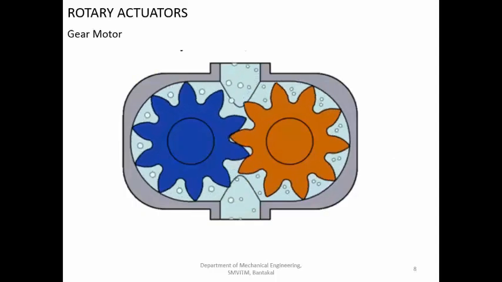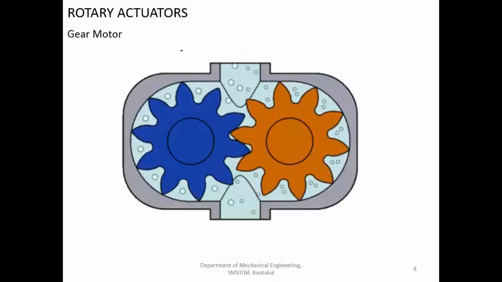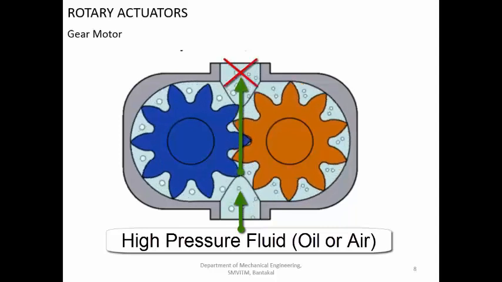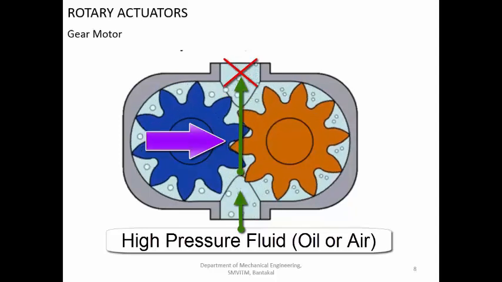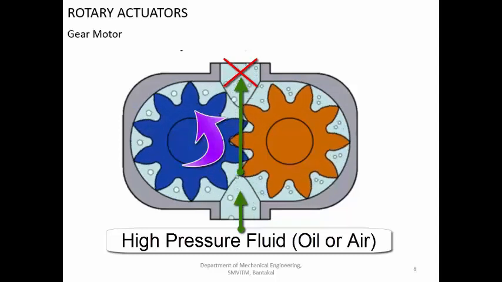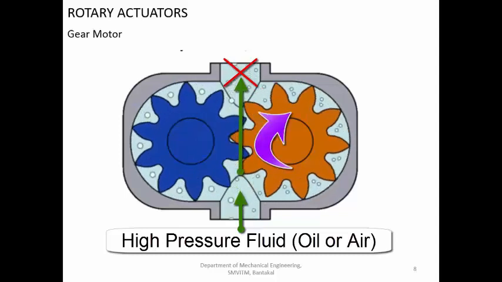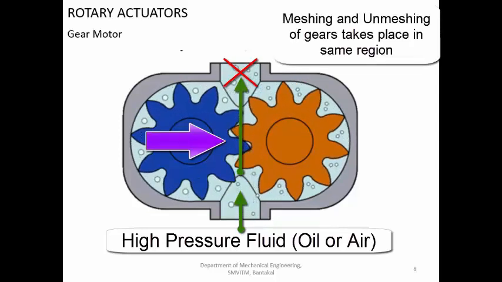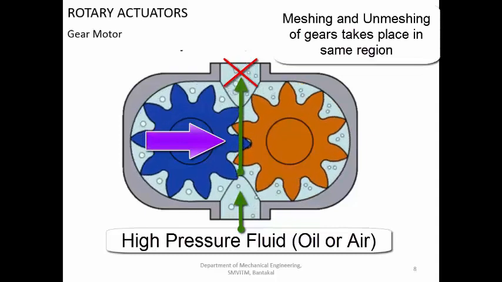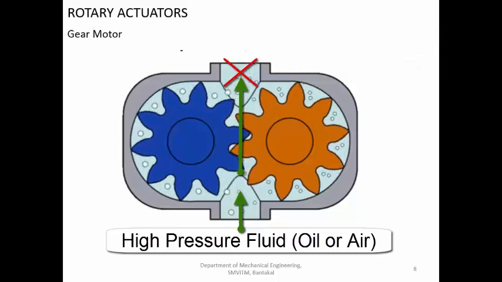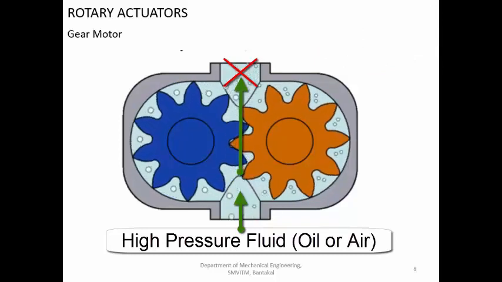So now how do the gears rotate? When you are supplying high pressure compressed air through this port, if the air tries to escape straight, it is not possible. This gear will rotate in the counterclockwise direction and this gear in the clockwise direction. When the gears rotate in this direction, the meshing of the two gears happens here, which means the air cannot escape even though it is trying to push the gears in this direction. So air cannot move like that.